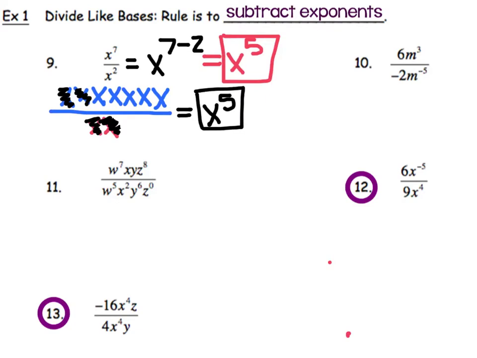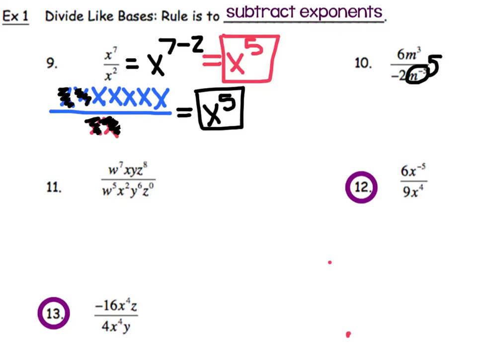Alright, so let's look at the next one. First thing that I do notice about this next one is that I see a negative exponent. So remember what we talked about before. If you see a negative exponent, it needs to be moved either to the top or to the bottom, depending on where it starts. Right now, our negative exponent is on the bottom, so therefore that means I need to move it to the top. So I'm going to move this whole thing to the top.